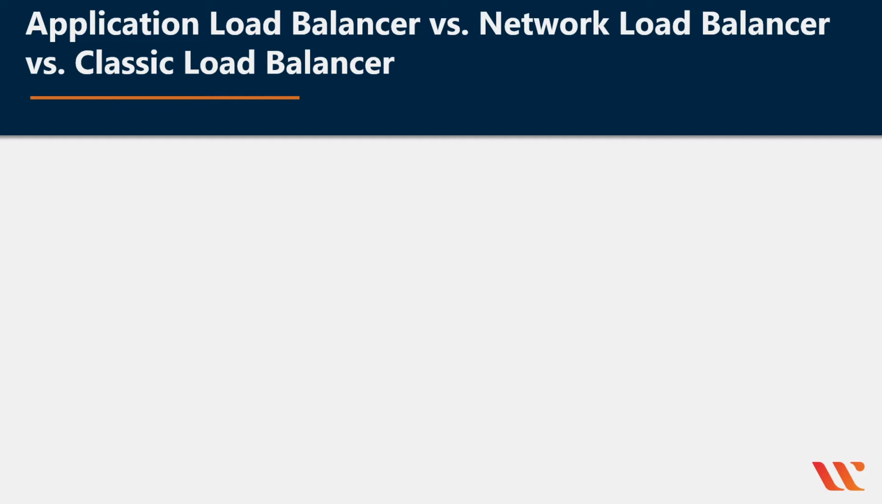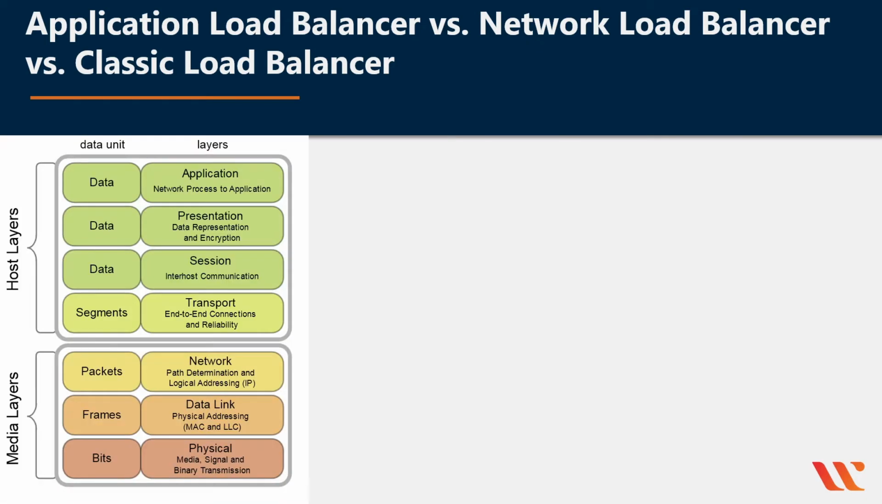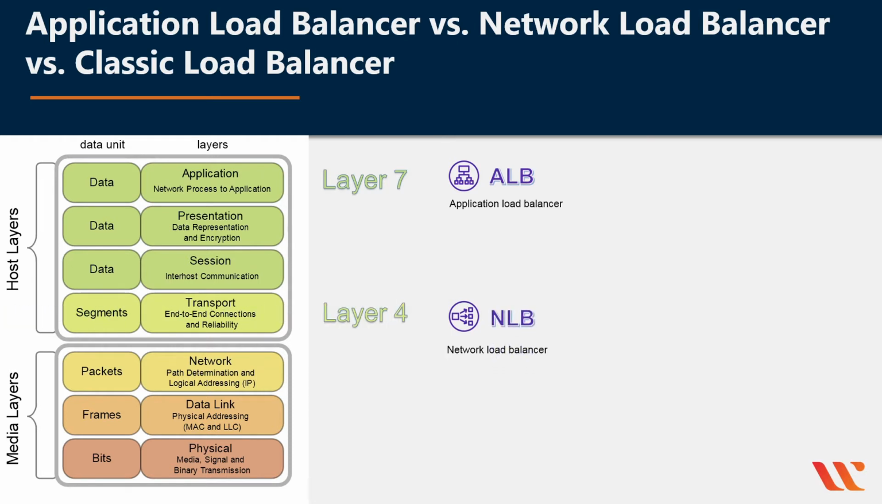First, since we are talking about networking, it's helpful to dust off the OSI model. The first difference between these three load balancers is what layer they operate at. The application load balancer, or ALB, operates at layer 7, appropriately the application layer. The network load balancer, or NLB, operates at layer 4.